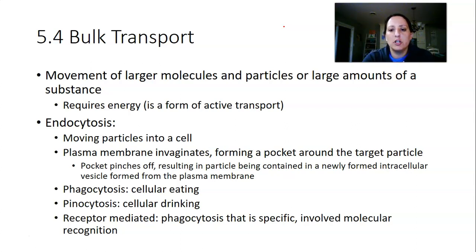So, moving large particles or large amounts of substances. Bulk transport requires energy, so it is a form of active transport. ATP will be burnt or used in this process. We've got a couple of types.